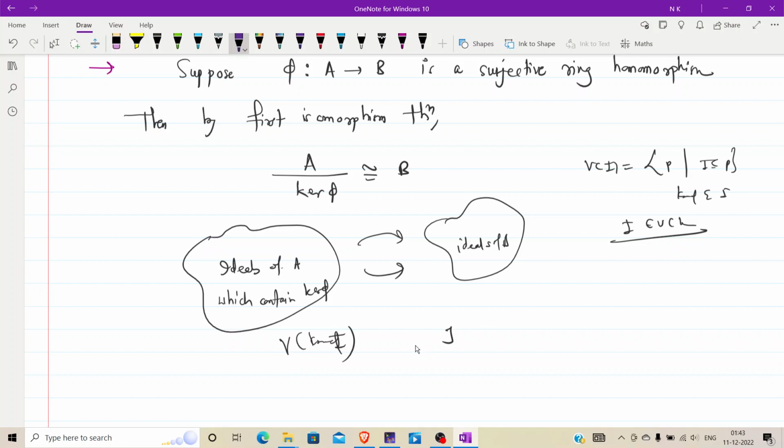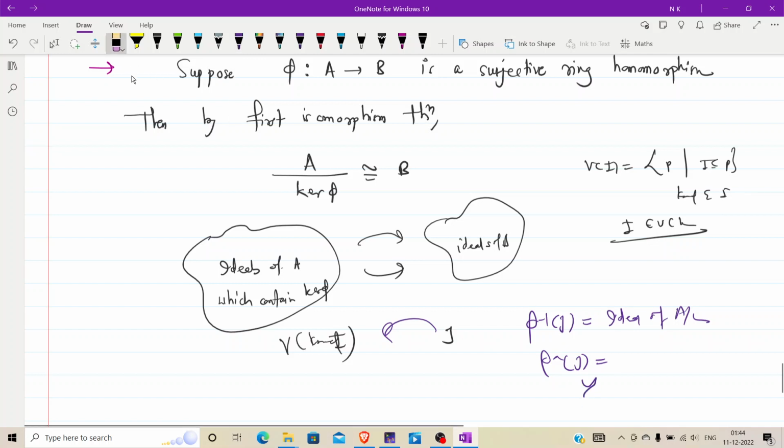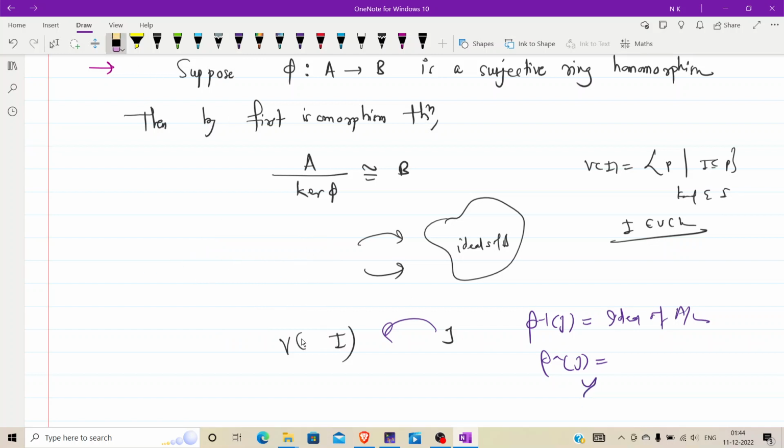Just look at this. So phi inverse of J is the inverse image of J, and phi inverse of J is equal to an ideal of A which contains kernel of phi. So phi star of J is equal to that ideal. So let me just erase all these things and have a simple and clear discussion of this with you.